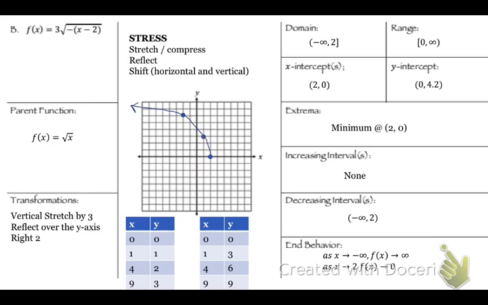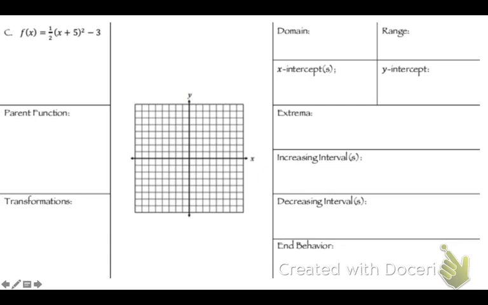Okay. Let's do another one. Let's do this one. So here we have f of x equals x squared. It's vertically compressed by a half. It goes left 5 and down 3.